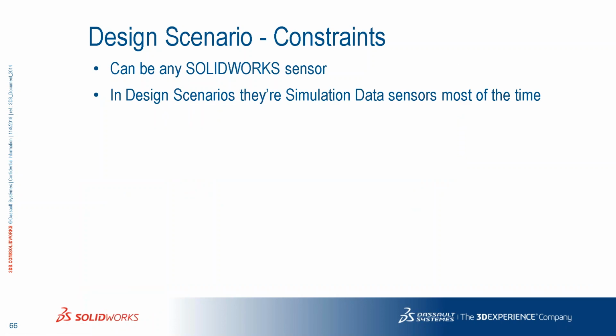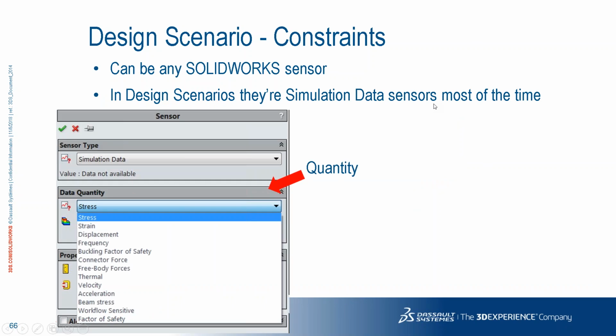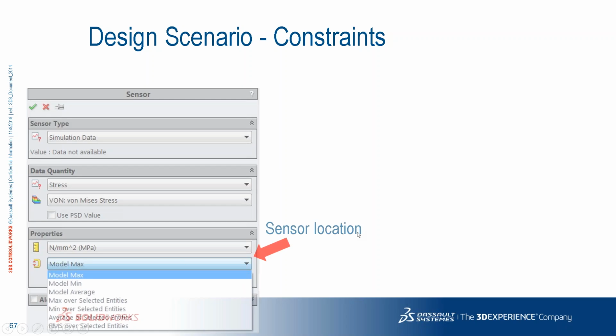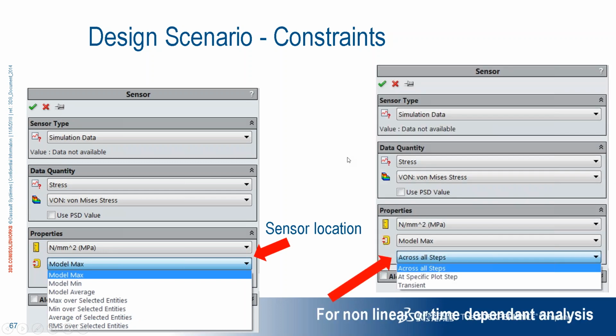So the constraint is basically a sensor. You can define a sensor that monitors stress, strain, displacement, or for example, frequency. Then you decide, for example, what stress component you want to monitor. It can be von Mises, stress intensity, and so on. And also, you can define the sensor location. So not only can you monitor the model max, but you can also monitor the stress at a particular location. And if the sensor is based on a transient study like a dynamic study, you can concentrate on a particular time step or check the maximum across all time steps.